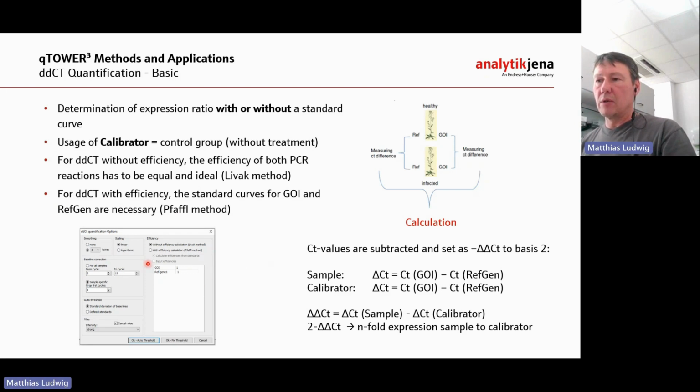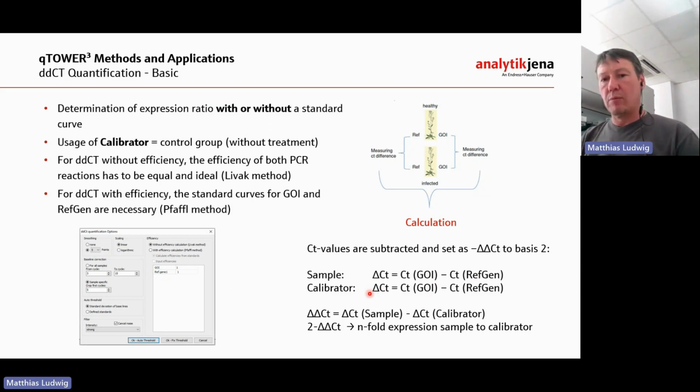In the Livak method, the calculation is based on an efficiency of 1 or 100%, and in the Pfaffl method you can change this, or you work with a calibration curve. In principle, this is the basis of the calculation. You start with the first delta, this is the CT of your gene of interest for your sample, for example. The first delta is our sample delta CT: we subtract from the CT of the gene of interest the CT of the gene of reference. And the second delta CT is then for our calibrator.